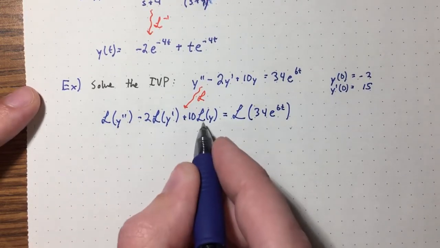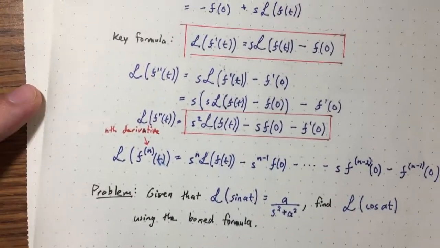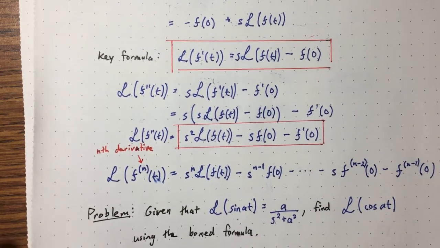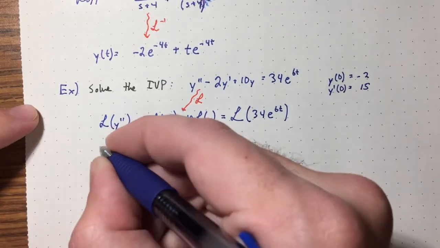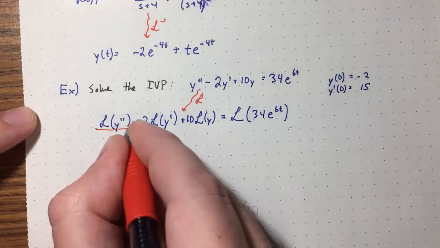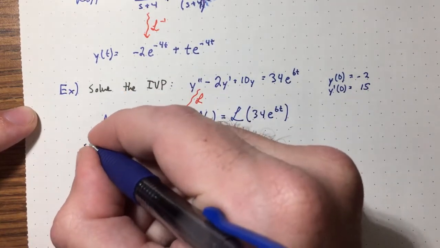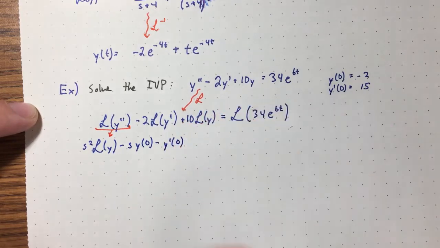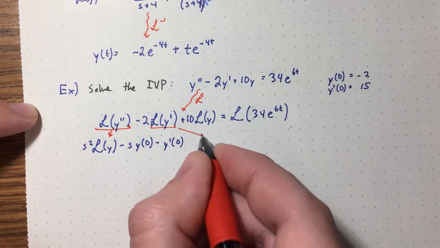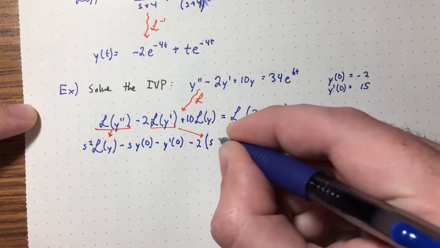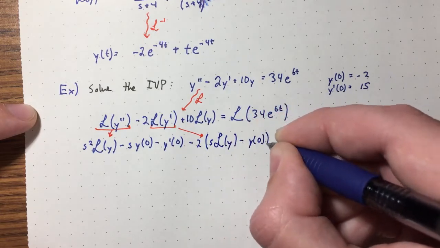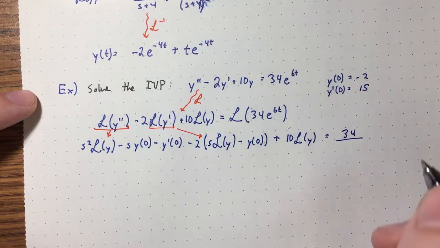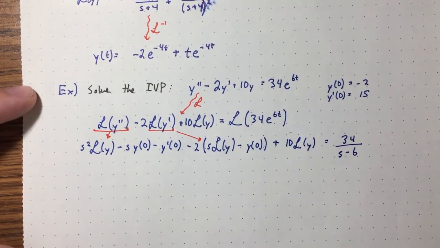Okay, and then now what do we do? We use the key formula, or formulas. These ones right here. These ones you will eventually just memorize as you do more examples. So what does this one become? It's just this L of y double prime part, that becomes, by our key formula, s squared times L of y minus s times y of 0 minus y prime of 0. Okay. Now this part is going to become minus 2 times s times L of y minus y of 0 plus 10 times L of y equals 34 over s minus 6. That's the Laplace transform of this.